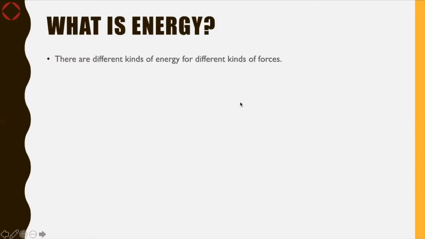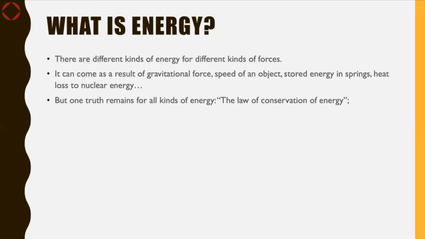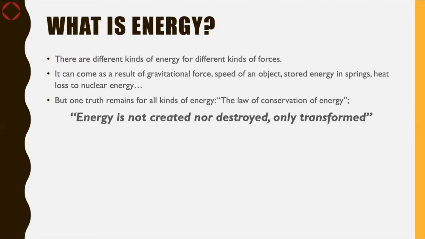Now, having defined work, we can get back to energy. According to the force that is being applied are the different types of energy. It can come from gravitational force, from the speed of the object, from stored energy in springs, heat, to nuclear energy. There is a lot of ways of having energy. But something remains constant, the law of conservation of energy. The law of conservation of energy states that energy is not created nor destroyed, it is only transformed.